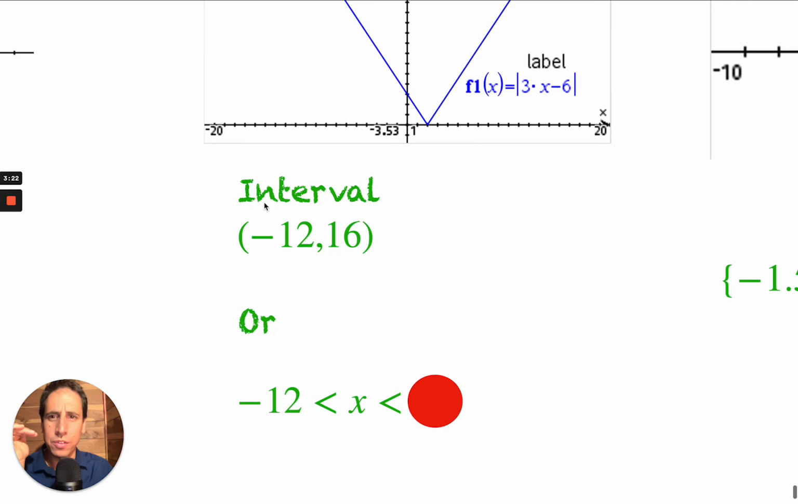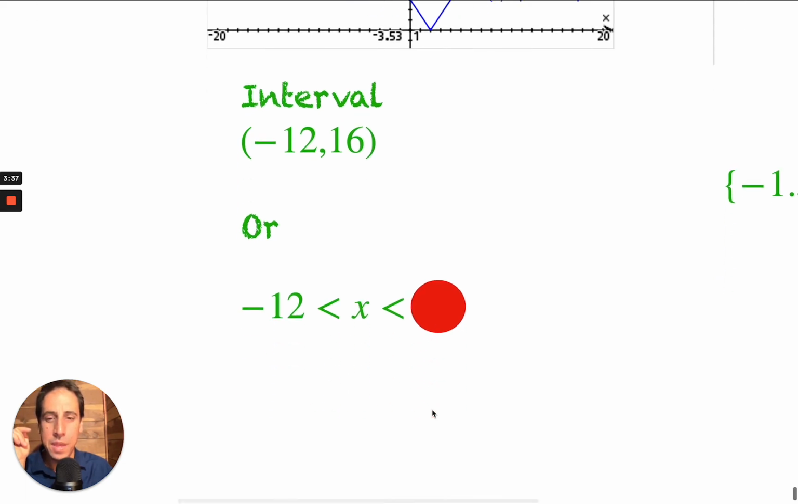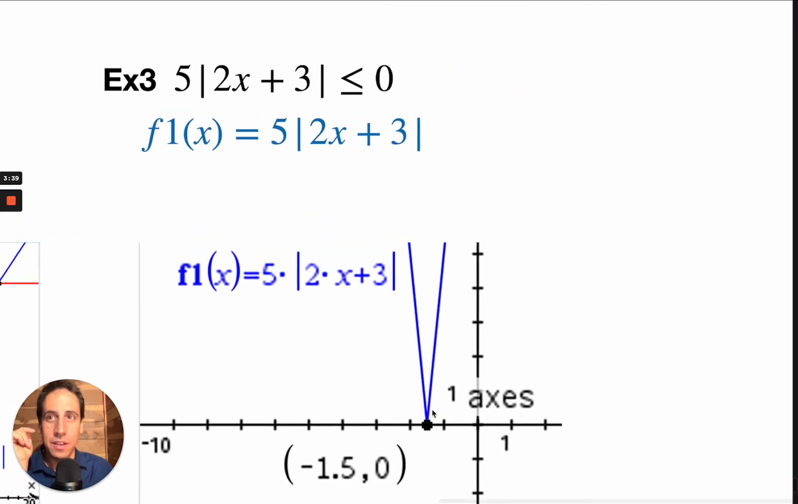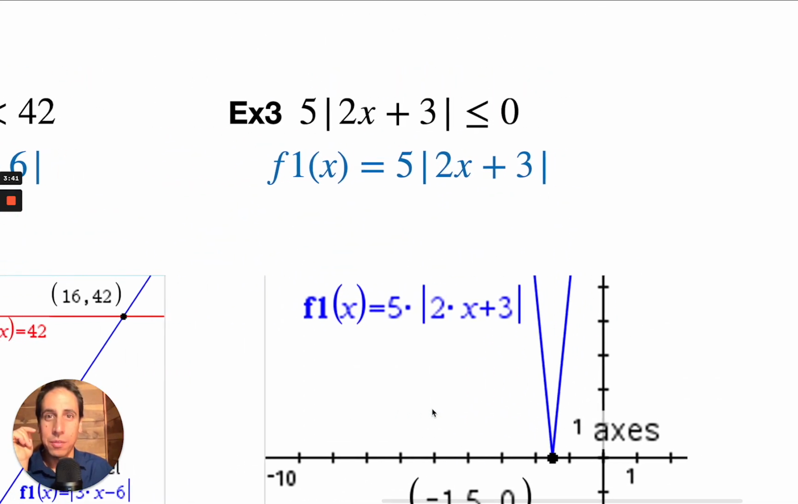Now you can write it as interval notation, or you can write it as an inequality notation, and I think that if you're paying attention, you can check out and you can see what would be underneath the red dot. It goes from -12 less than x less than, all right, 3.